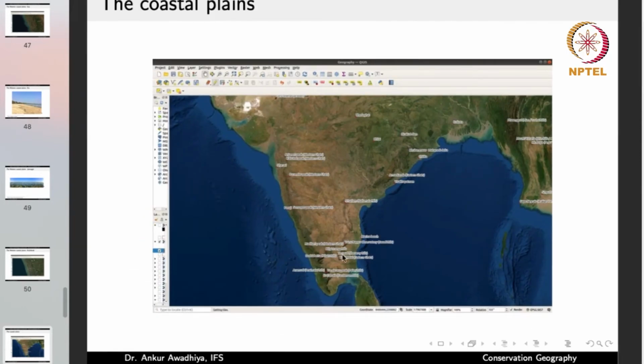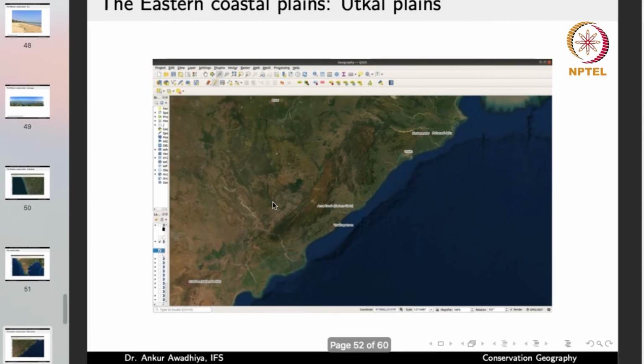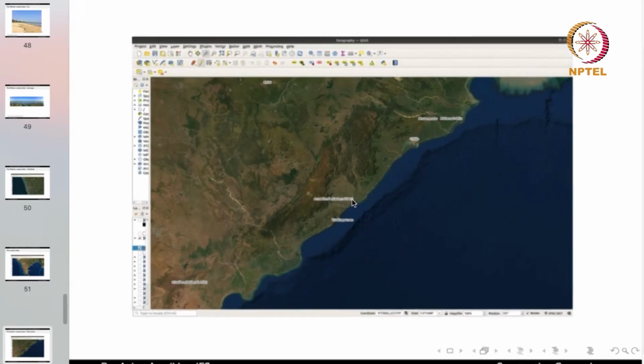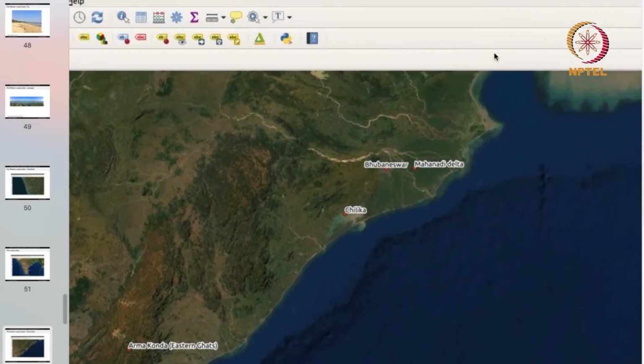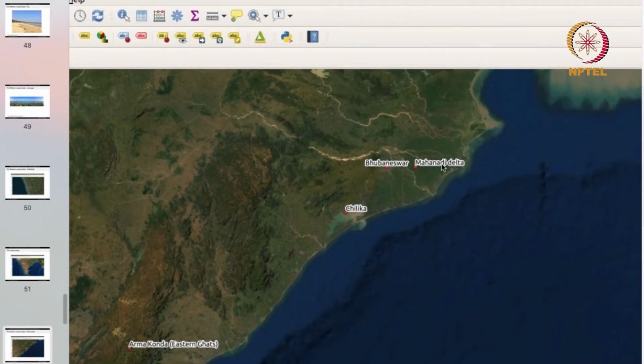So we have the eastern coastal plains and we have the western coastal plains. In the eastern coastal plains, we can talk about the Utkal plains. The Utkal plains begin with the Mahanadi delta. You can observe that this has a very triangular structure characteristic of the delta. Here we have the Chilka lagoon.